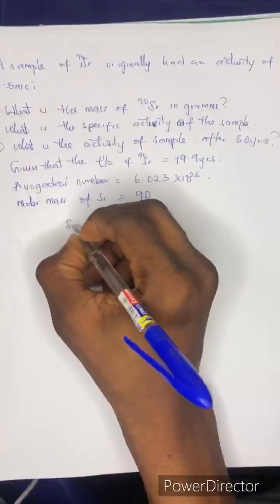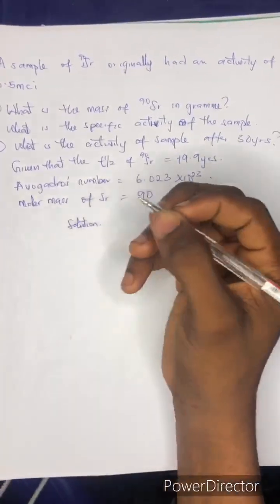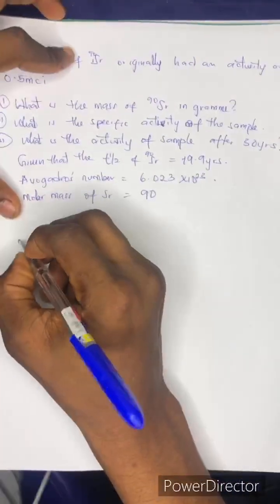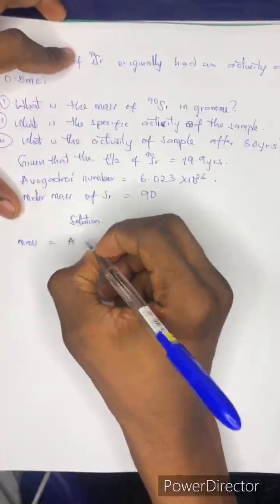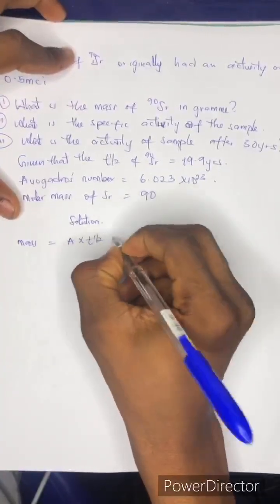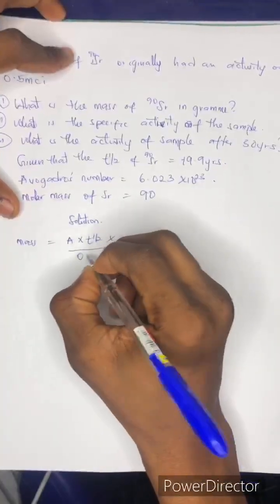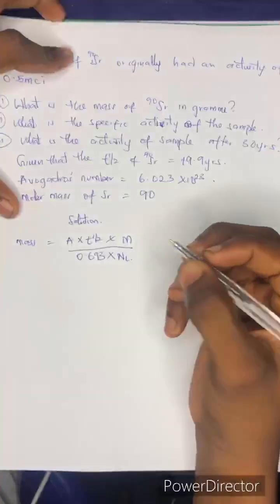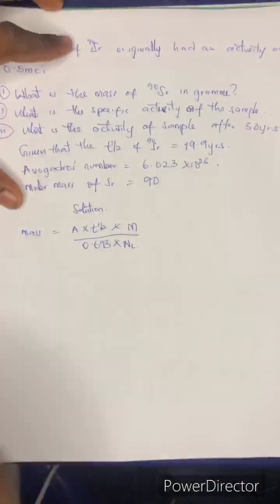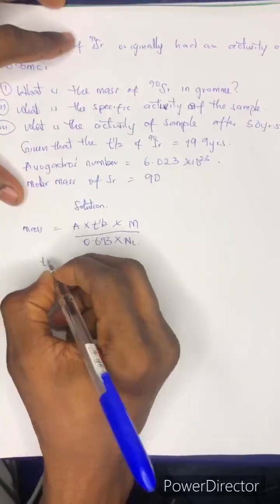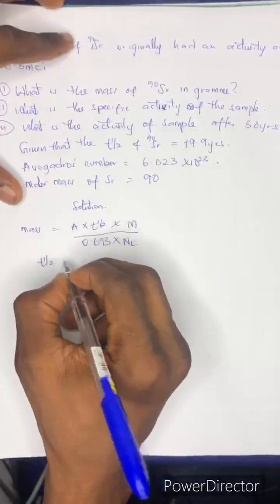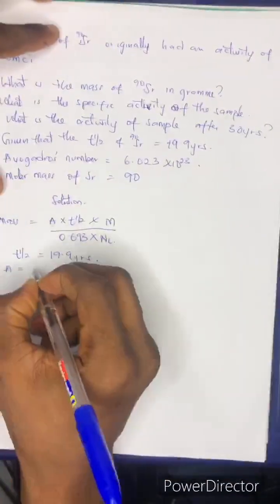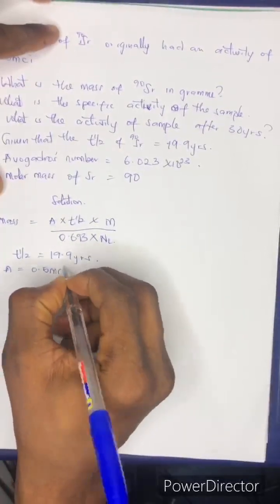So let's solve it. Now, the first thing they ask you to find is the mass. And I told you that you can use the formula that mass equals activity times half-life times molar mass all over 0.693 times Avogadro's constant. But the first thing is that we have our half-life, which was given as 19.9 years, while our activity was given as 0.5 millicurie.